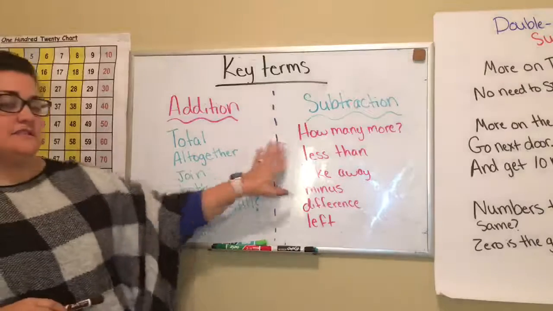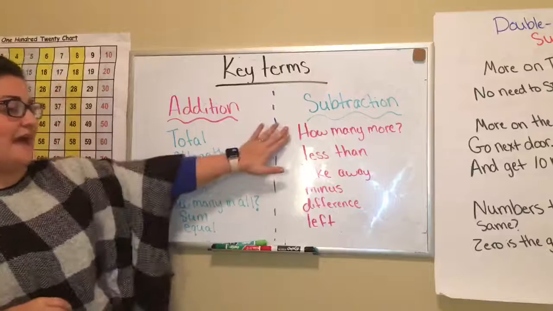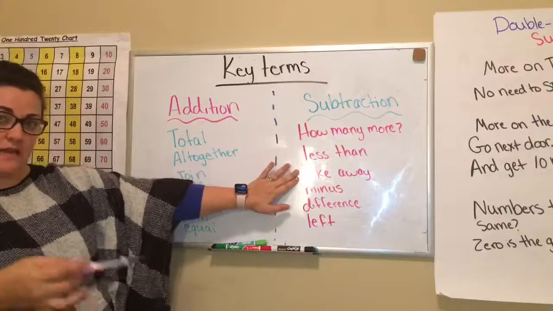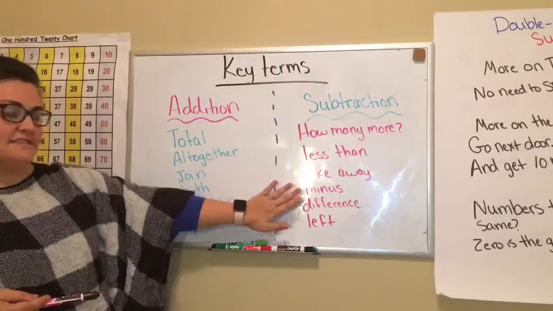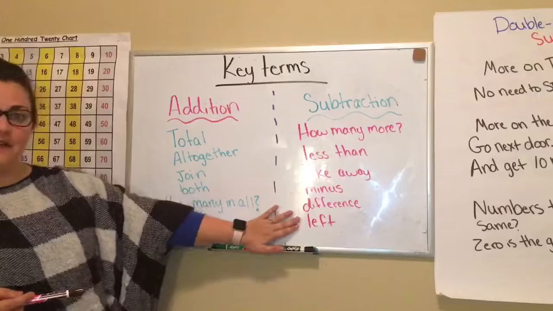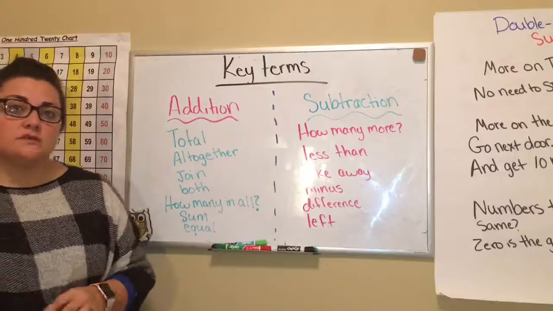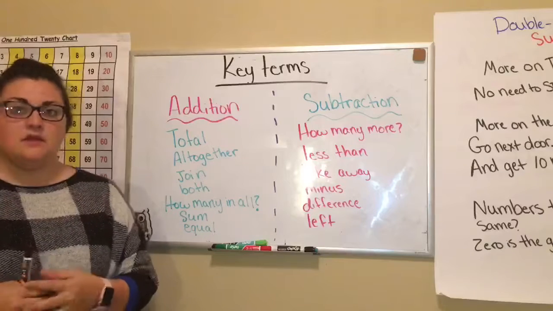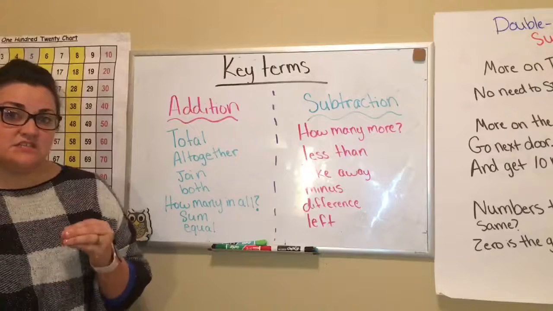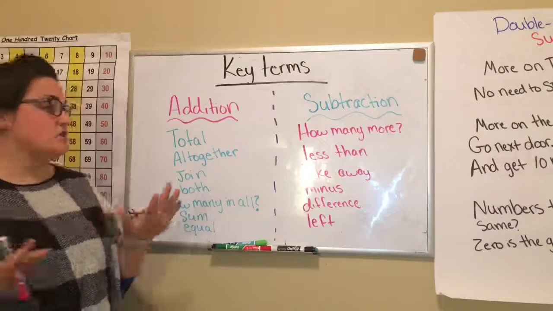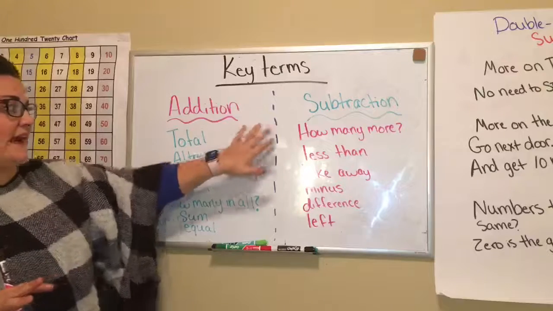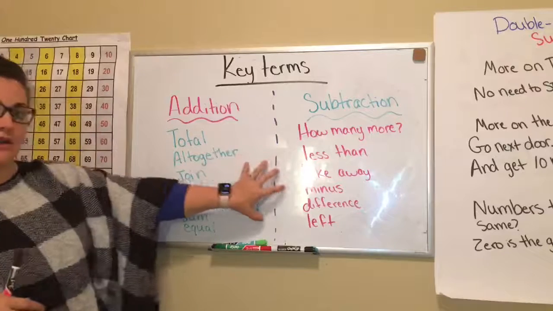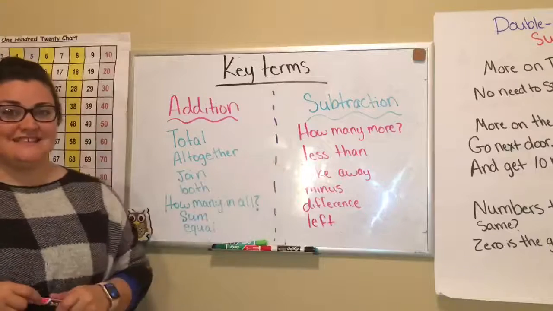Now you will know if it's subtraction if they say how many more, less than, take away, minus, difference, and left. So these are key words that you need to remember as you're reading word problems, because you have to pay close attention and see the clues to know, do they want me to add or do they want me to subtract? So it's very, very important that you pay attention to these key words.